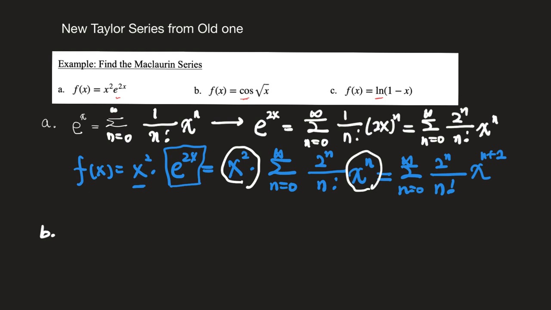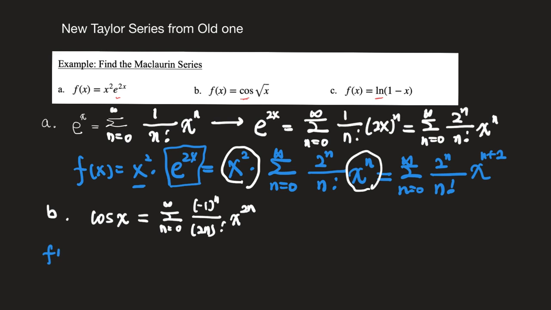For B, can you see this one is cosine, right? The Maclaurin series for cosine x is the summation n equals 0 to infinity of negative 1 to the n over 2n factorial, x to the 2n. But we want to find f of x equals cosine of the square root of x. So what do you have to do? You replace x with the square root of x. That's all you need to find the Maclaurin series for this.